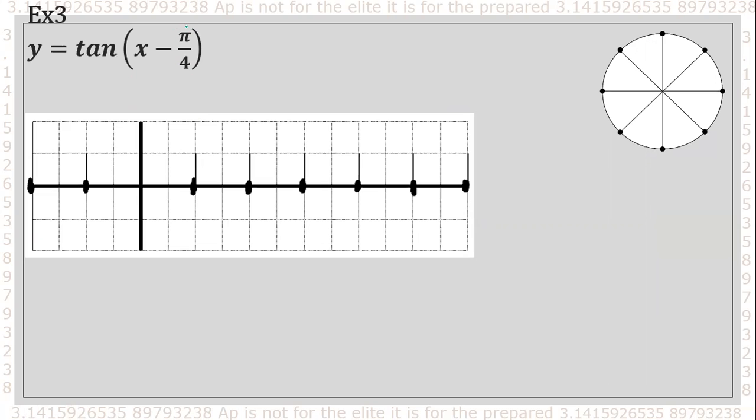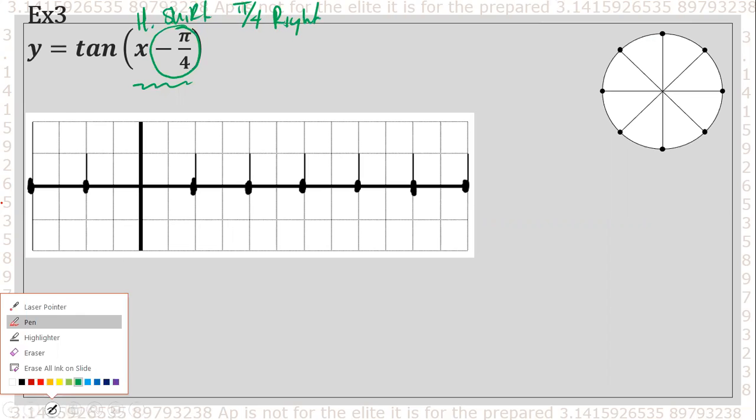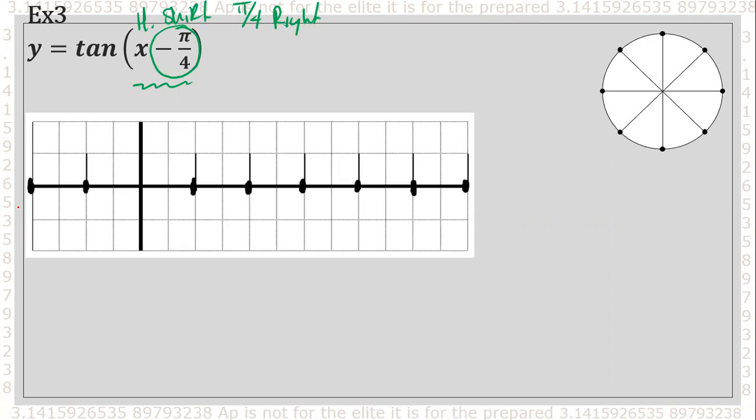Okay, this one right here. Let's identify this transformation. I got this negative pi over 4. This negative means it's going to be a horizontal shift, but it's going to be pi over 4. The minus, everything inside the parentheses lies to you. So it's going to be pi over 4 to the right. Meaning that how we normally have our units, everything, specifically the asymptotes, are going to shift to the right. So let me go ahead and do that.